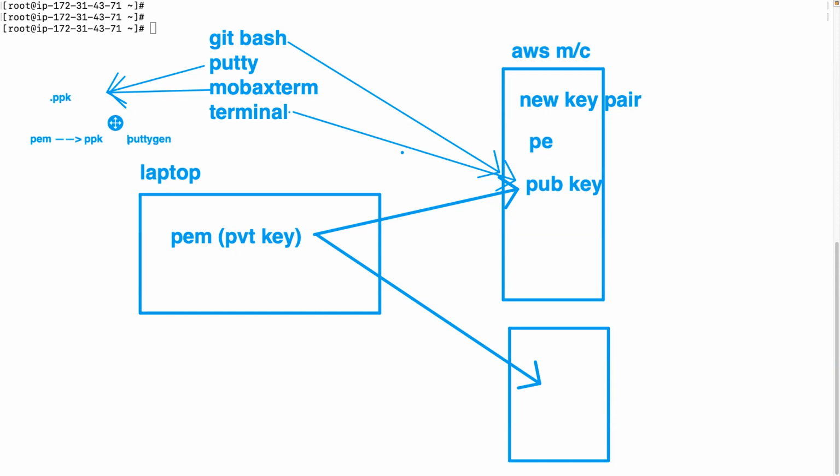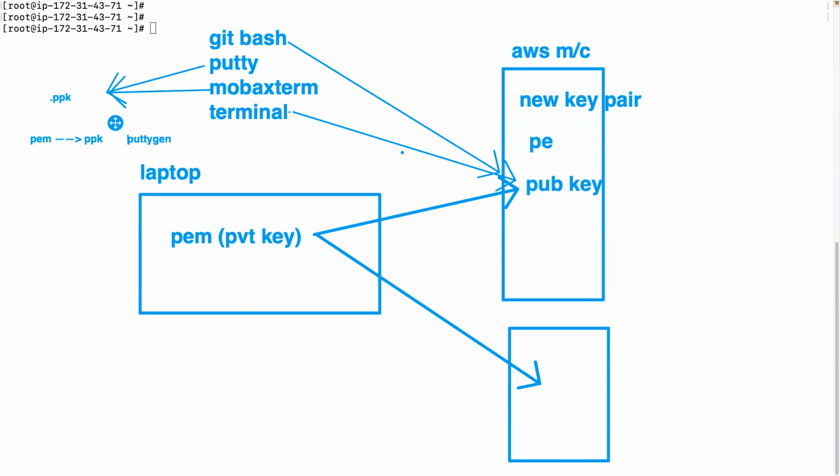It will generate a PPK file corresponding to the PEM file. You can connect with it, but the format is different, the concept is the same. If anyone has used PuTTY or MobaXterm, you have to convert that to PPK. Or else, whenever you are creating an EC2 instance, it will ask you, do you want PEM format or PPK format?